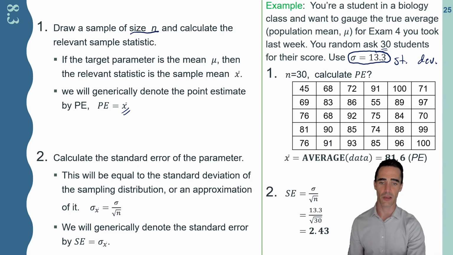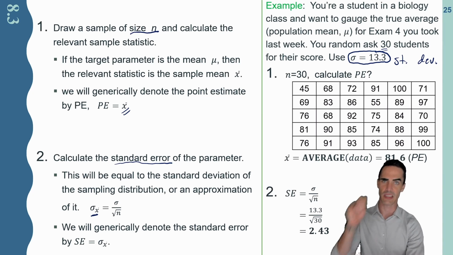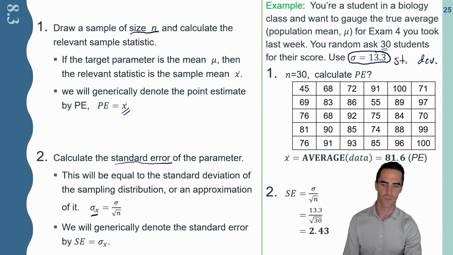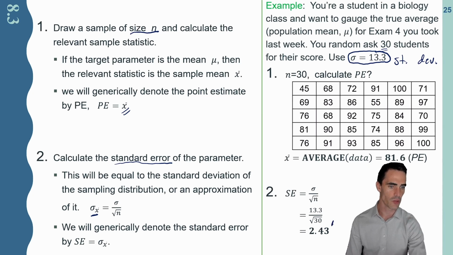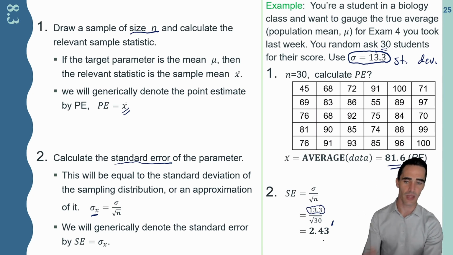The second part is we need to calculate our standard error. If you'll remember, standard error is just a fancy way to say the standard deviation of the variable of your point estimate. Here's our formula over here. So to compute it, there it is. It should be 2.43, or the standard deviation that we knew from the beginning divided by the square root of n. And so that's the standard error.